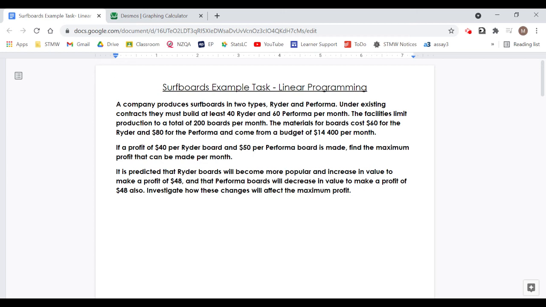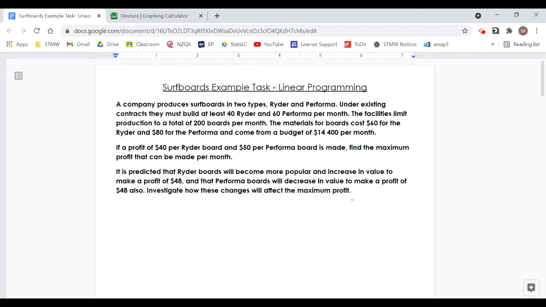Now we're going to look at what is required for merit. So far we've used this information to get up to achieved, and we've got to look at this now for merit. It is predicted that rider boards will become more popular and increase in value to make a profit of $48, and that performer boards will decrease in value to make a profit of $48 also. Investigate how these changes will affect the maximum profit.